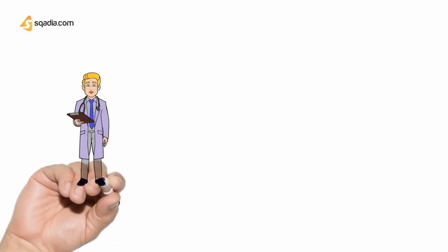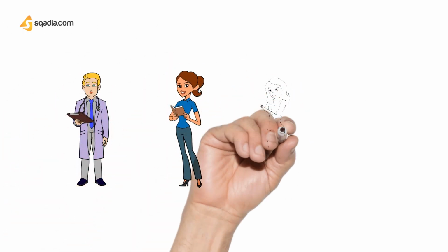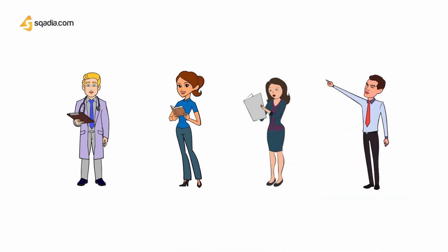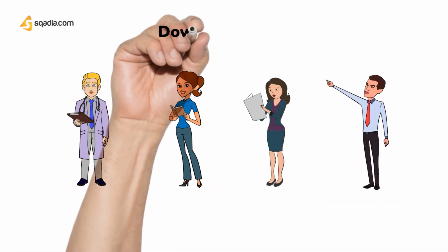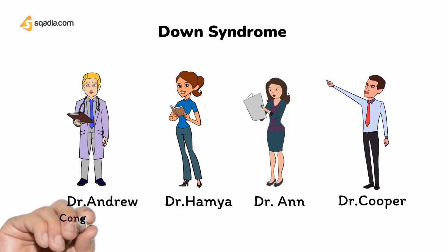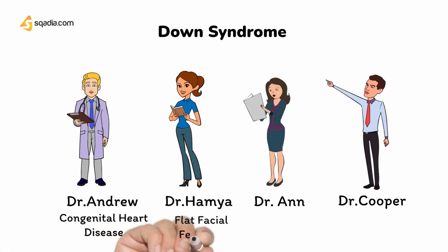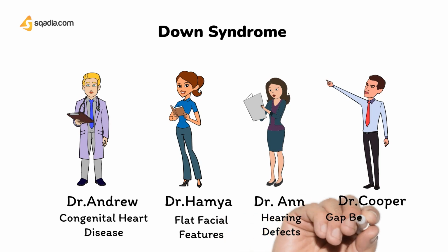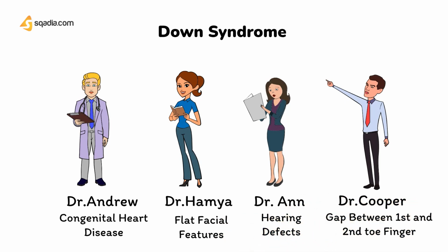So here are all the doctors with the final diagnosis. They have all joined their minds and their efforts, and they reached this diagnosis: Down syndrome. And why have they reached this diagnosis? Because of the congenital heart disease, the flat facial features, the hearing defects, and the gap between the first and the second toe. All these things combined to form a final diagnosis, which is called Down syndrome.